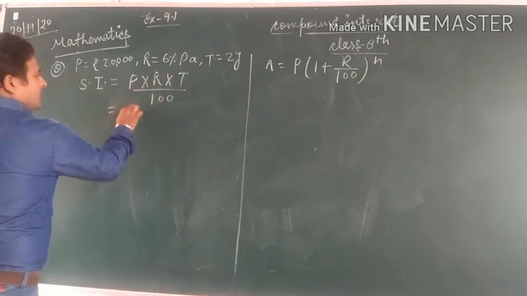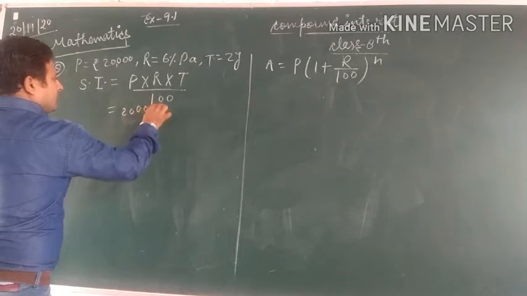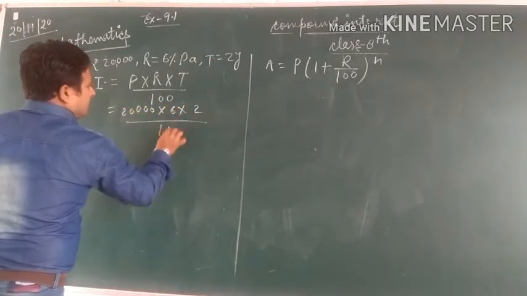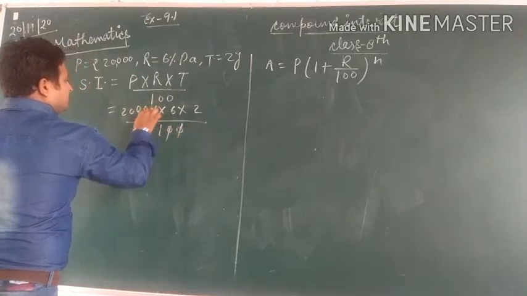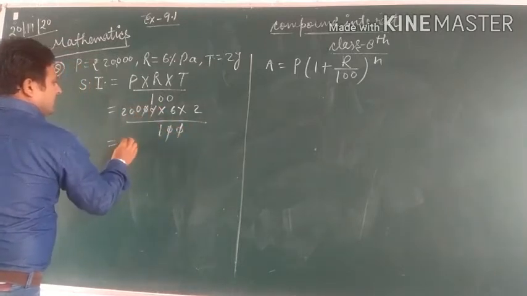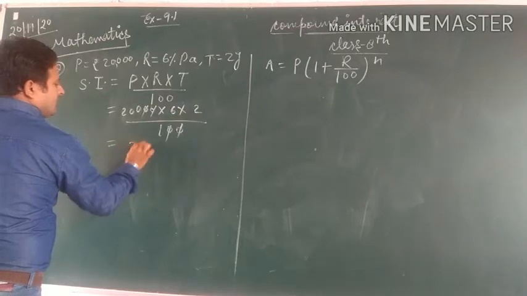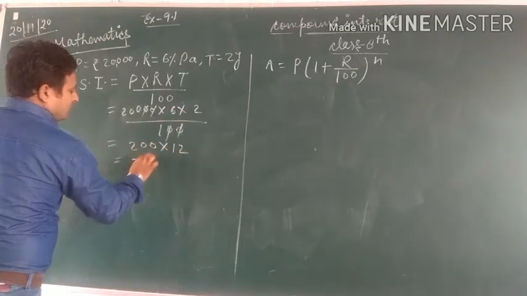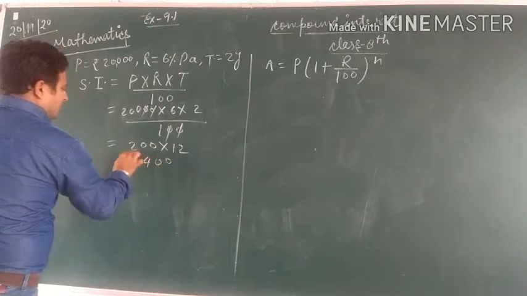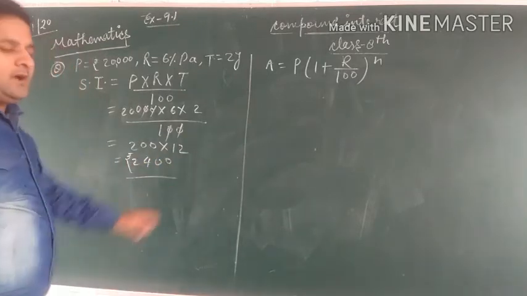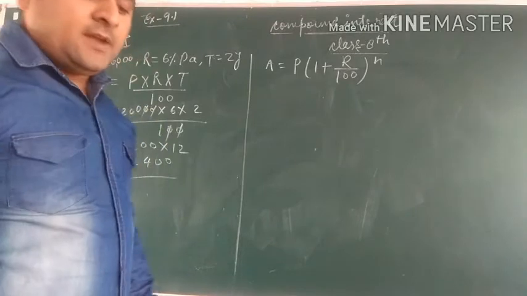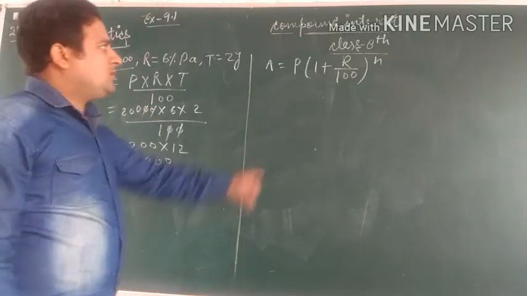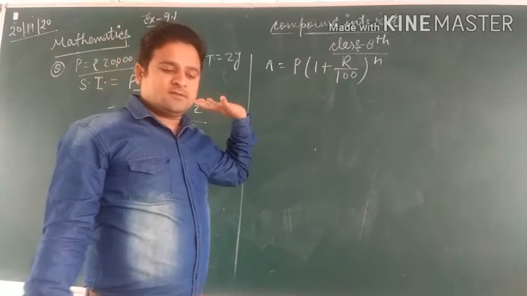So we shall put the value, 20,000 multiplied by 6 multiplied by 2 upon 100. That will get 6 twos are 12, 12 twos are 24. This is your simple interest. But now, again it is saying he had borrowed this sum. Sum means the principal is same. P equal to 20,000.